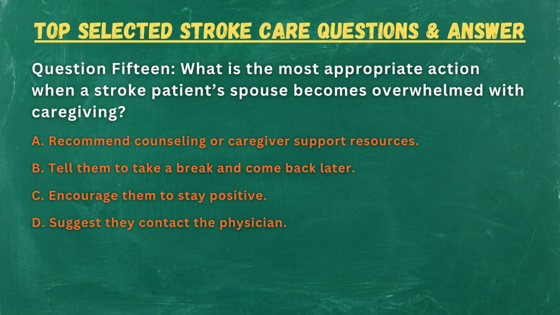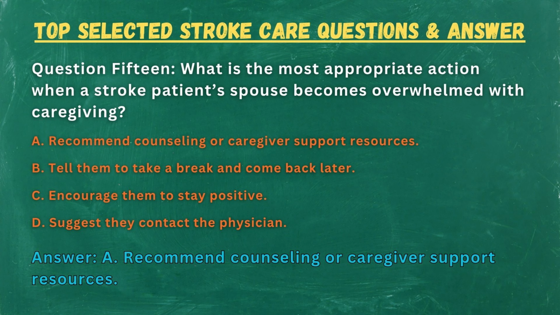Question 15. What is the most appropriate action when a stroke patient's spouse becomes overwhelmed with caregiving? A. Recommend counseling or caregiver support resources. B. Tell them to take a break and come back later. C. Encourage them to stay positive. D. Suggest they contact the physician. Answer: A. Recommend counseling or caregiver support resources.